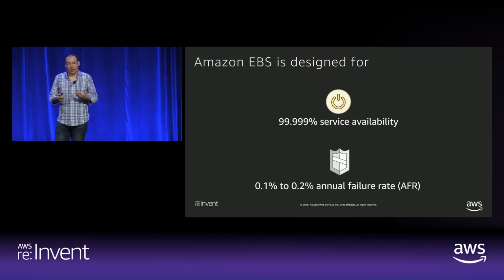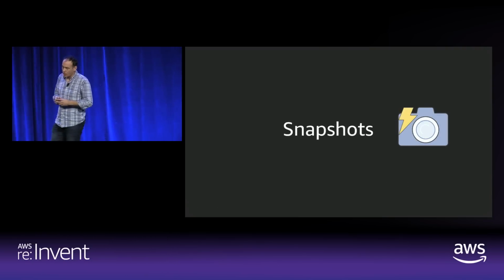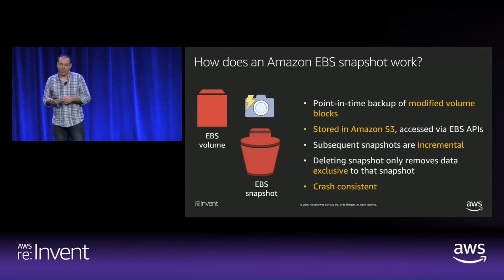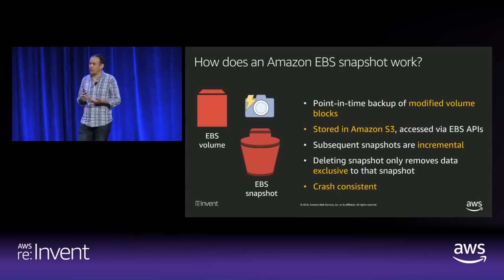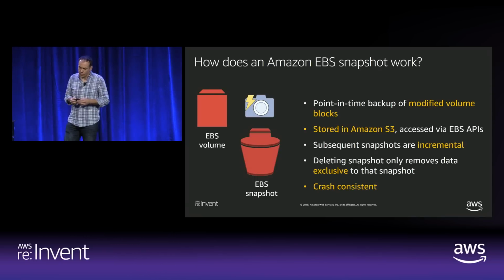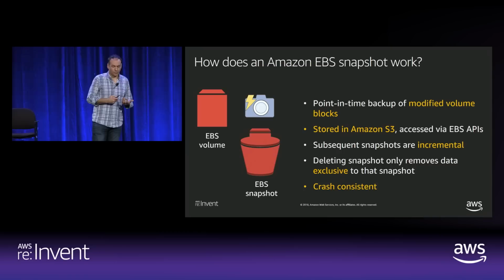Now, this is the design point, but you can reduce the probability of data loss when a volume fails by taking snapshots. EBS snapshots are a point-in-time backup that's crash consistent of the modified blocks of your volume. Now, these snapshots are stored in S3, which is a service with 11 nines of durability. Since it's only the modified blocks, we're able to do incremental snapshots, and so you only pay for the new data on a new snapshot.